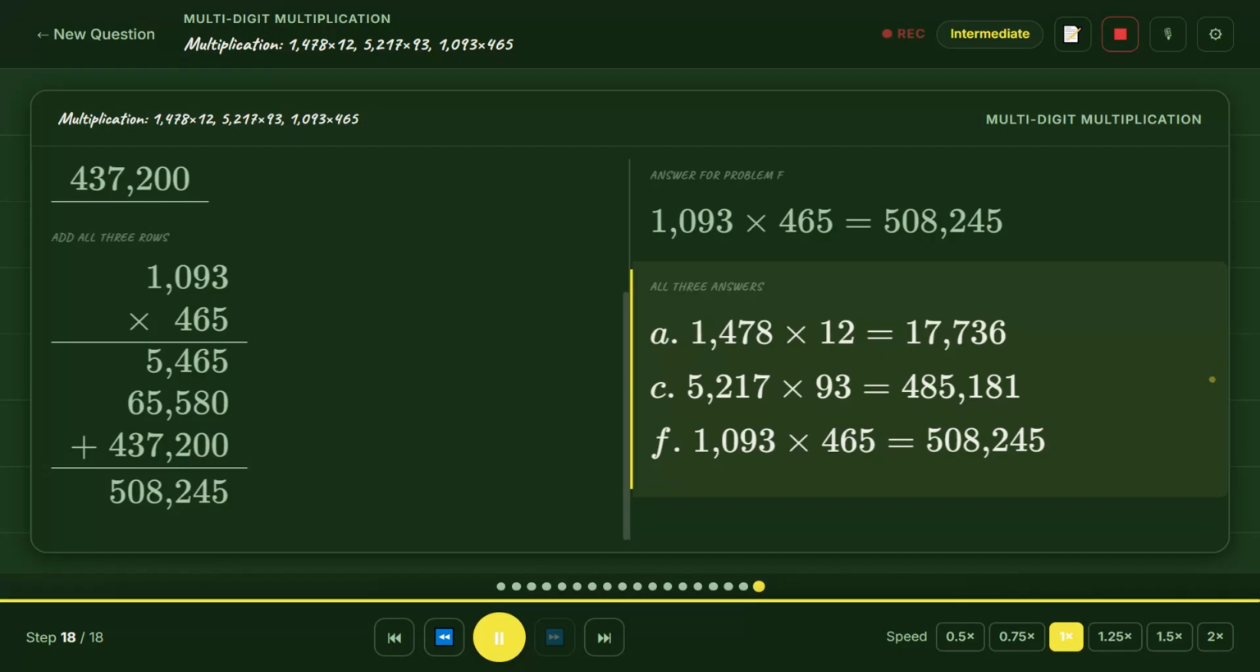Look at all three answers together. You solved every single one. Remember, for big times problems, just break the bottom number into ones, tens, and hundreds, do each row, then add them all up. You are a math star.